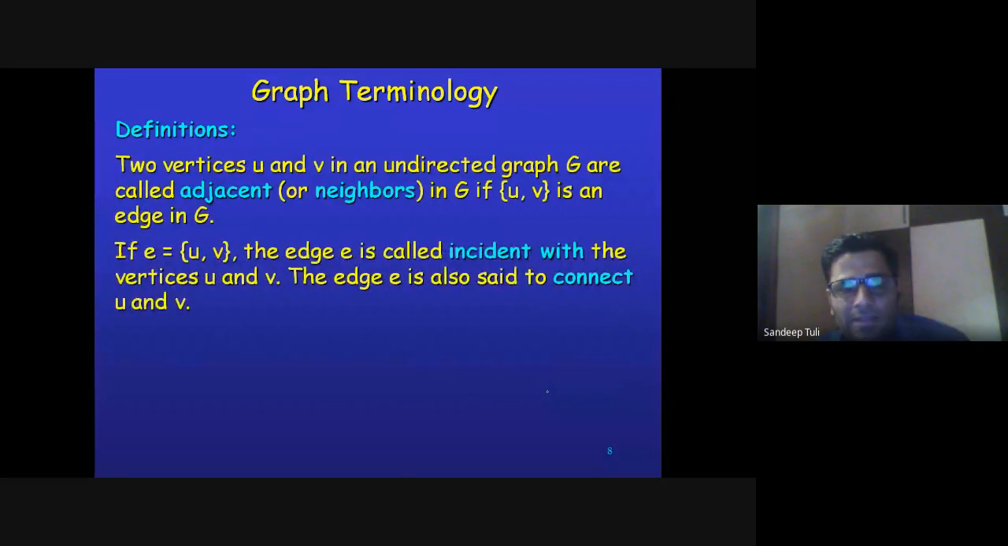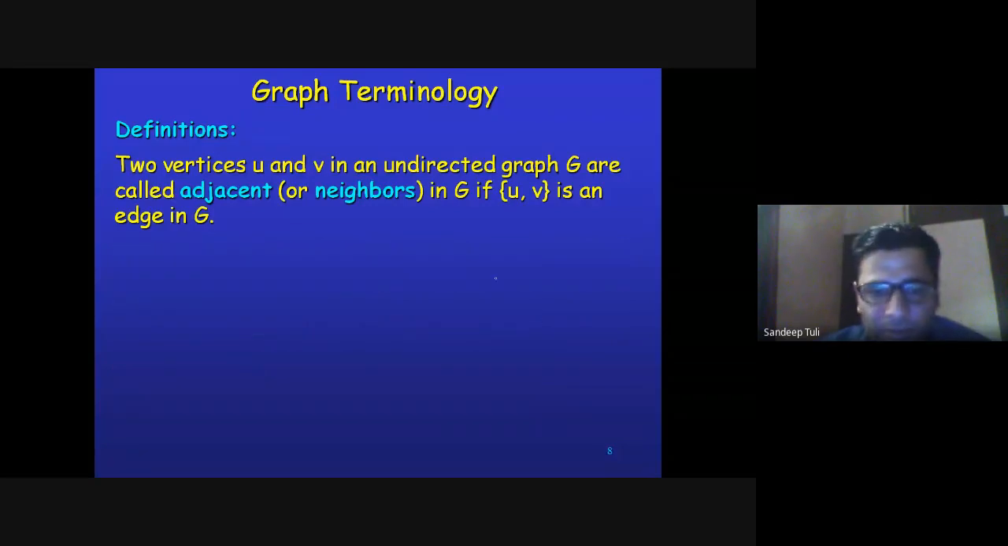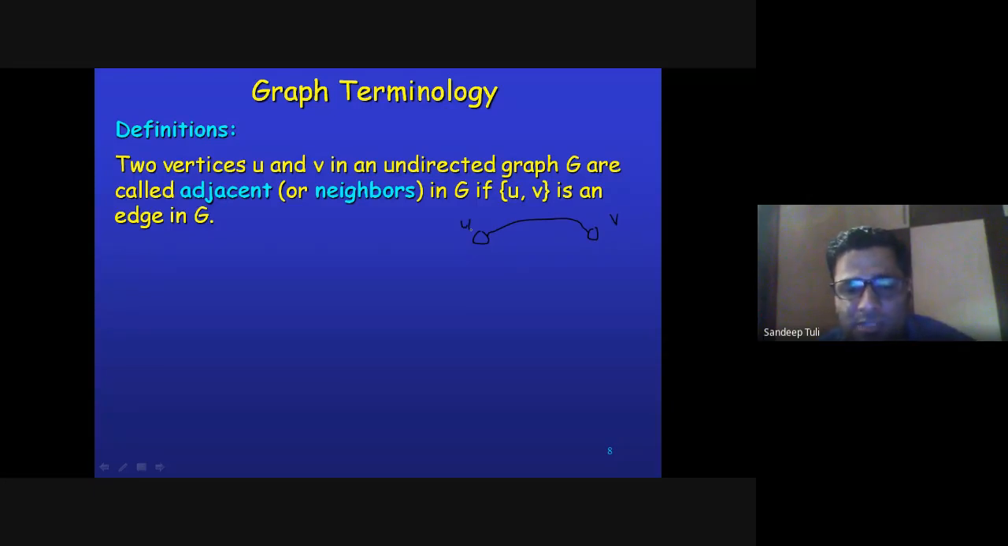Now, adjacent or neighbors for a graph. If U and V are two vertices, and I have an edge between U and V, then U and V are called adjacent to each other. That is a very common word, adjacent. Just as those who live in our neighborhood are our neighbors, if they are connected to one another, then we can say they are adjacent.